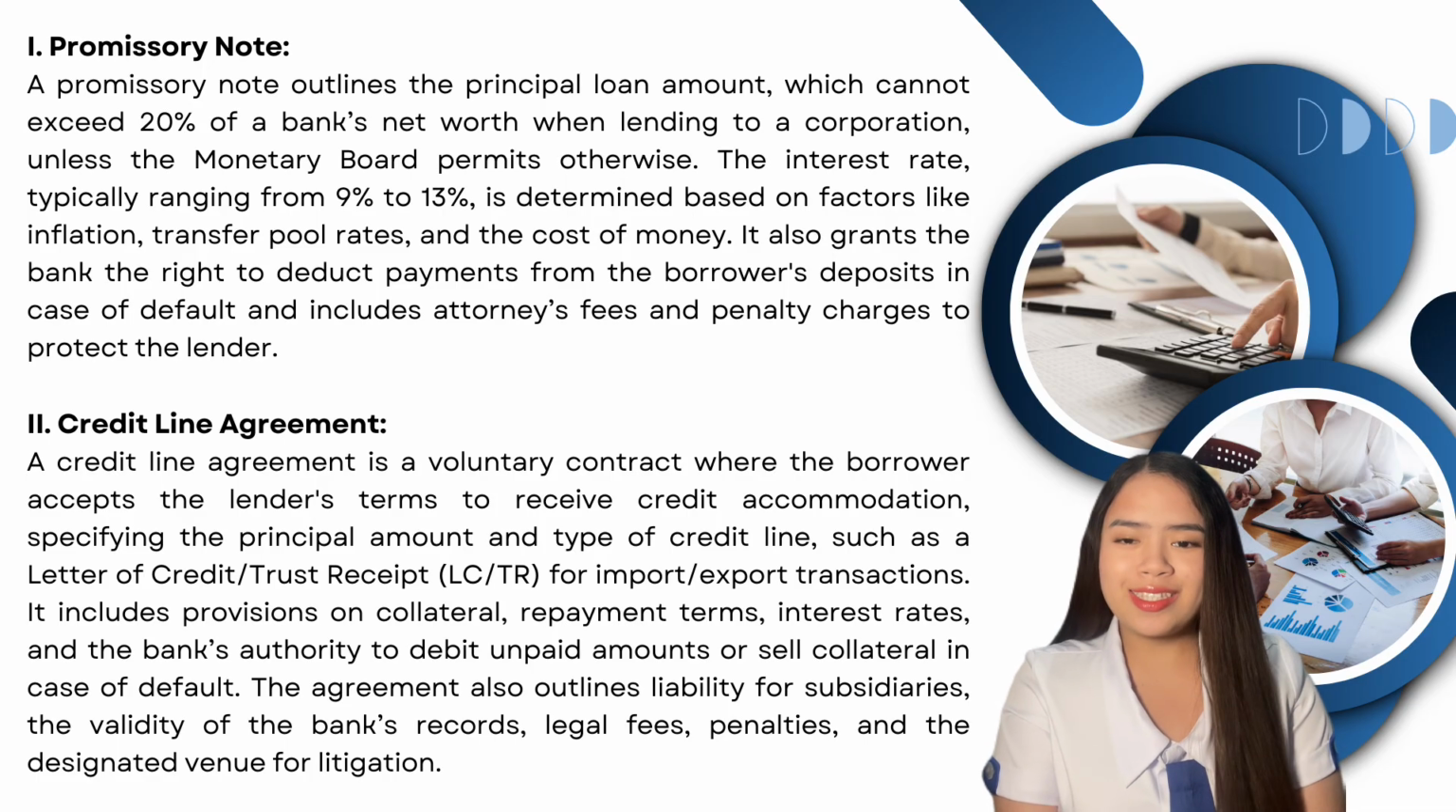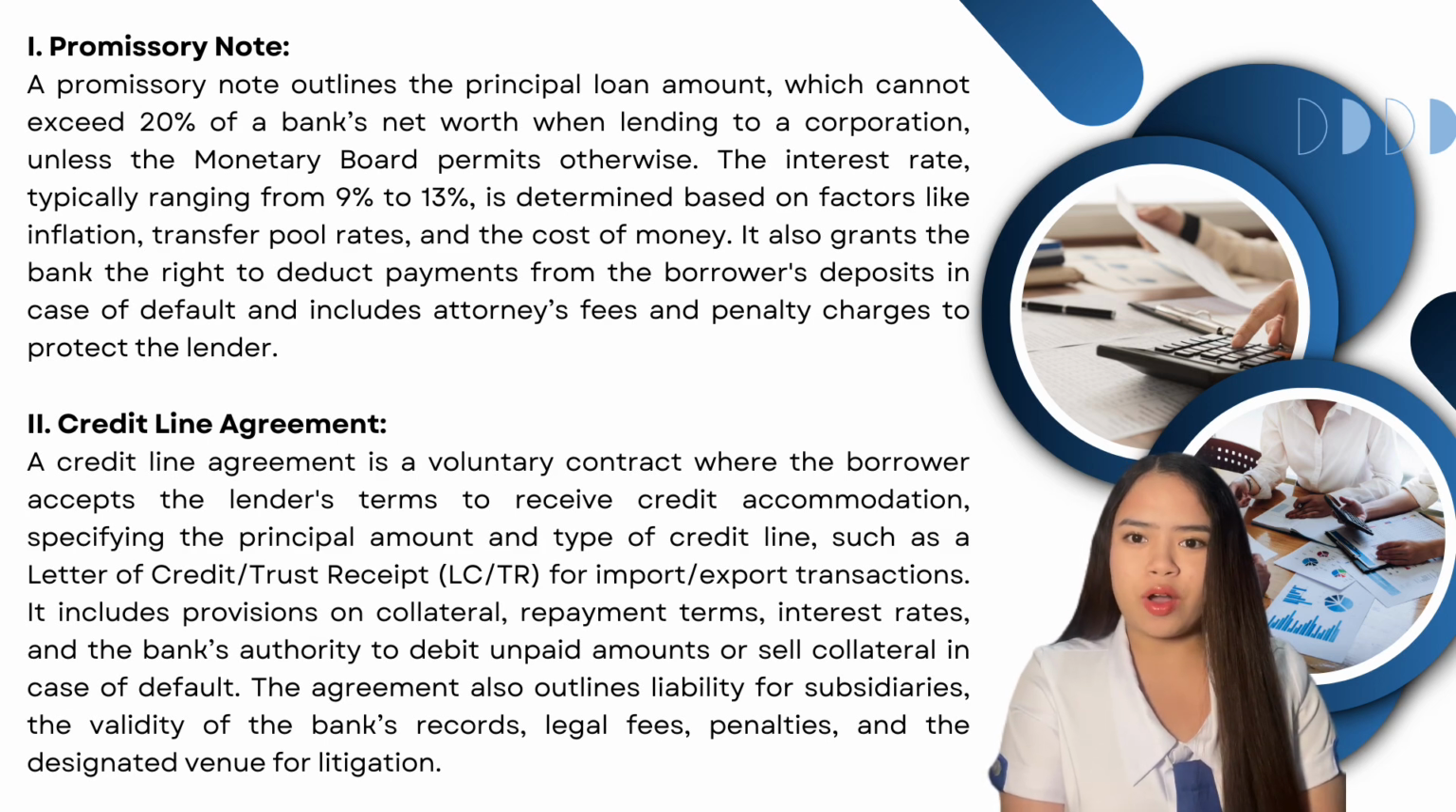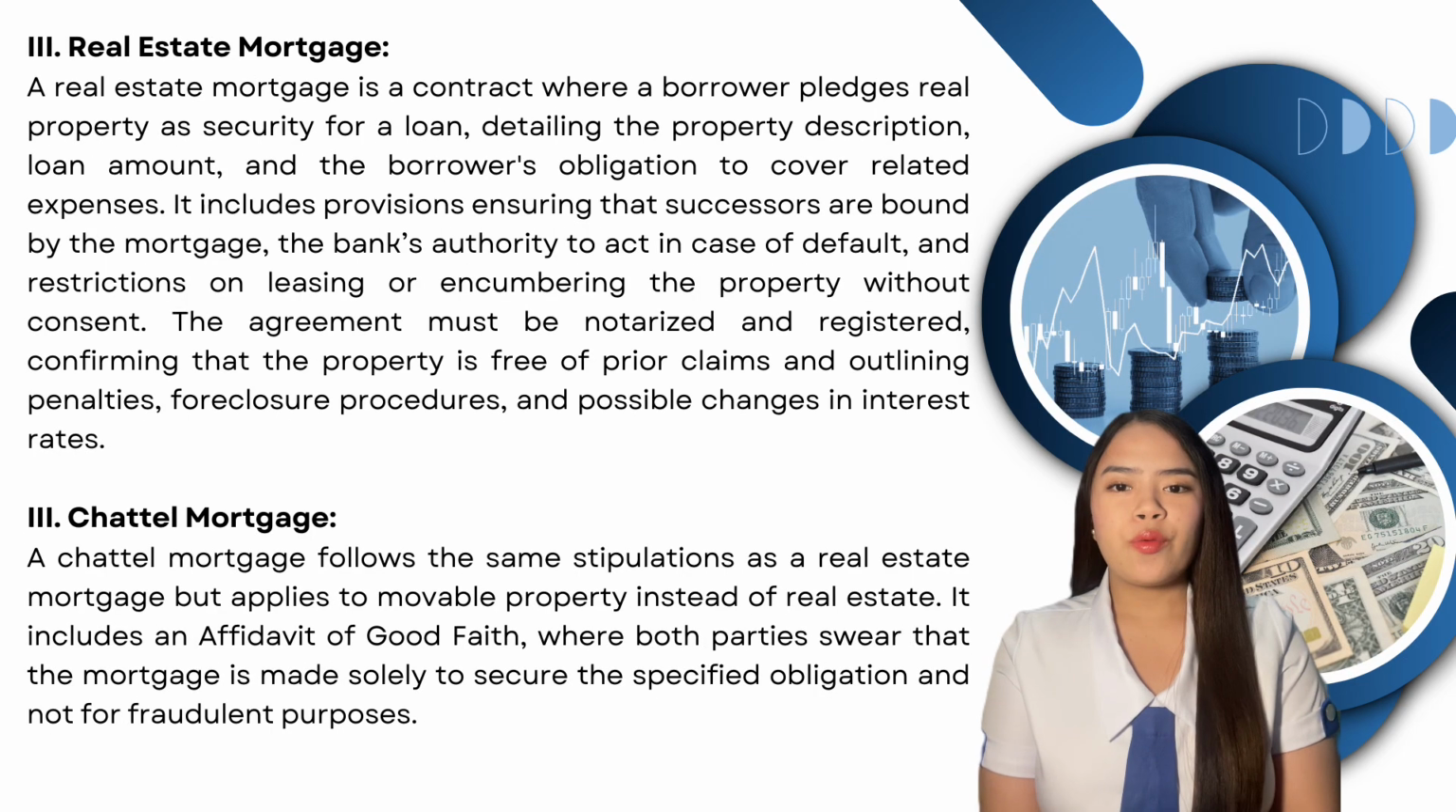For the credit line agreement, a credit line agreement is a voluntary contract where the borrower accepts the lender's terms to receive credit accommodation, specifying the principal amount and type of credit line, such as a letter of credit or trust receipt for import or export transactions. It includes provisions on collateral, repayment terms, interest rates, and the bank's authority to debit unpaid amounts or sell collateral in case of default. The agreement also outlines the liability for subsidiaries, the validity of the bank's records, legal fees, penalties, and the designated venue for litigation.